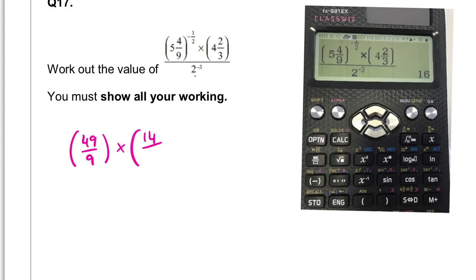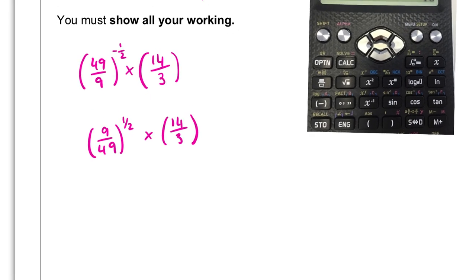I get 14 over 3. Okay, I'm going to worry about the denominator in a minute. This is to the negative a half. What does negative mean when I do that, the fractional negative index? It means I flip my fraction, because I want the reciprocal of it. So this is 9 over 49 to the positive a half times 14 over 3.